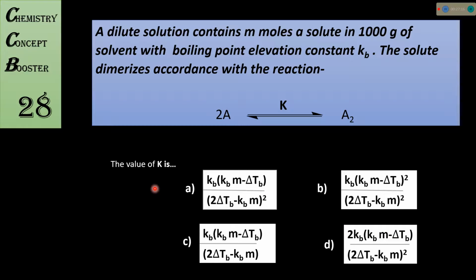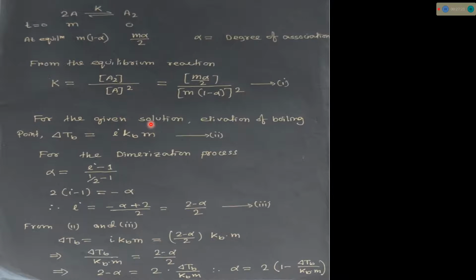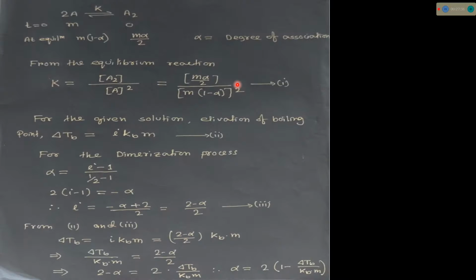These are the calculations. If there is any mistake, you can correct yourself in your copy while writing these expressions. So these are just mathematical calculations, and in this case just some chemistry is there. We have to consider the equilibrium constant like that, and we have to find the expression of alpha from this elevation of boiling point expression, obviously considering the van't Hoff I factor.